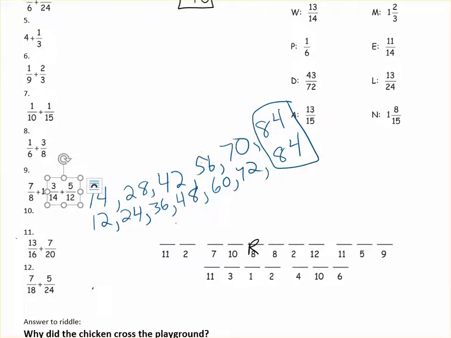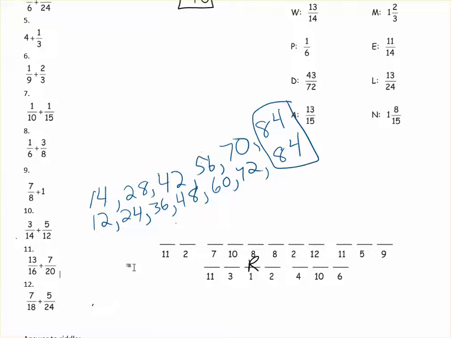I'm gonna fix that. Okay, I have to rewrite 3/14 with 84 as its denominator. And that was 1, 2, 3, 4, 5. That was times 6. 14 times 6 was 84. So I also have to multiply the numerator by 6. So that would be 18 over 84.